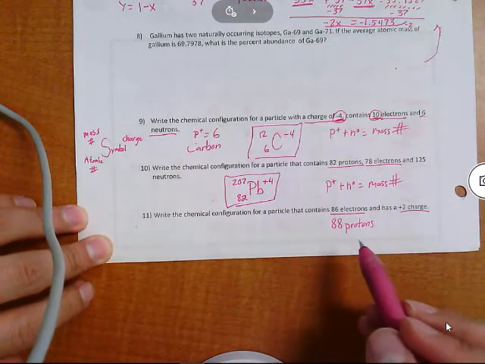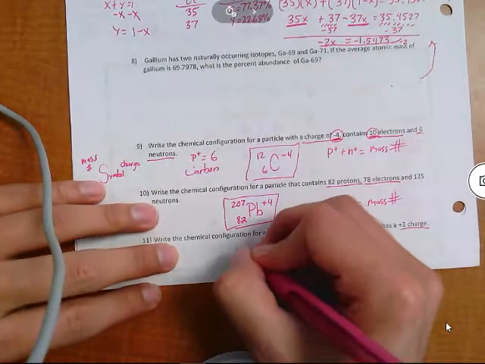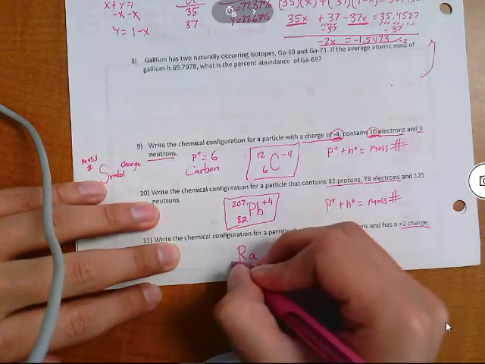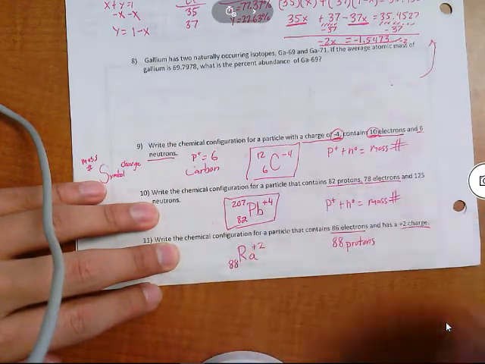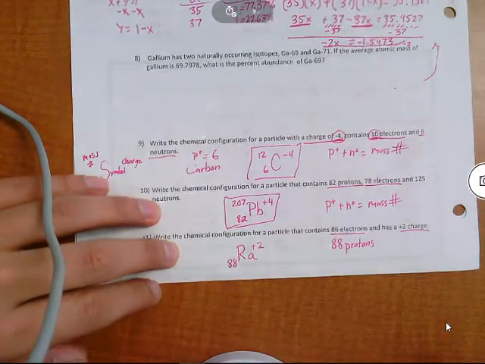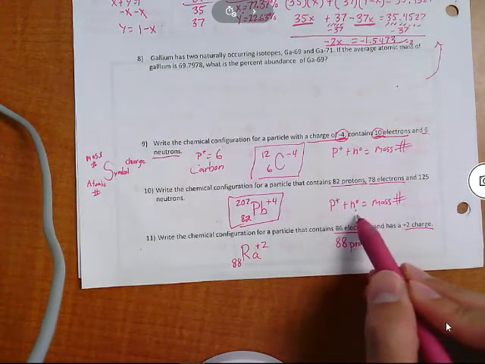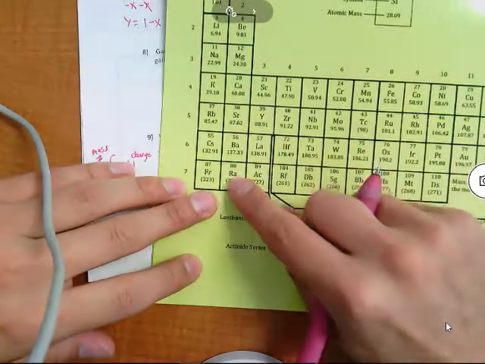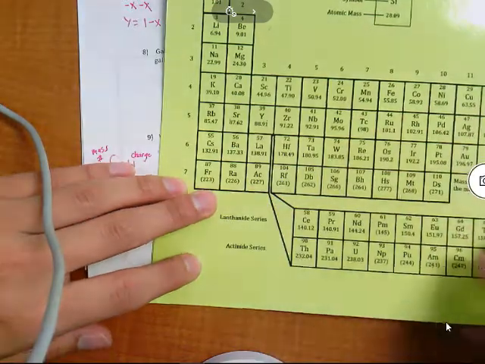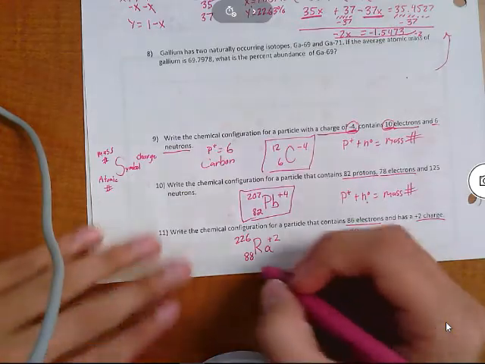Now that I know that I have 88 protons, if I look on my periodic table, radium, Ra, is number 88. It has a +2 charge. I need that mass number though. I don't have neutrons here, so I can't add protons and neutrons. So I'm going to round my mass number. 226 rounded. Oh, well, it's already a whole number, but whatever. 226. And there we go. Yay.